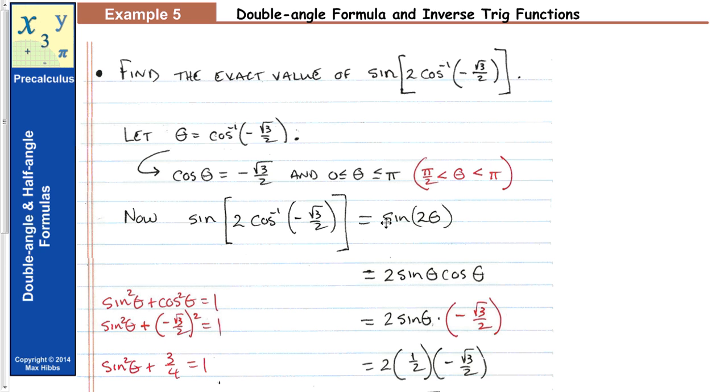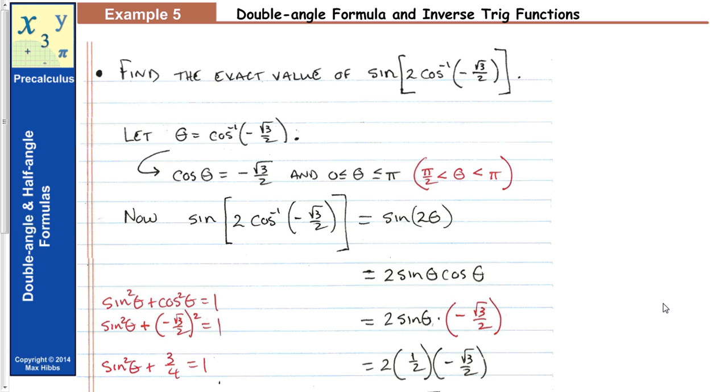Sine of 2 theta, based on the double angle formula for sine, is 2 sine theta cosine theta. Now, we already know from our labeling above that the cosine of theta is negative square root of 3 over 2. So we can make a replacement here. The question right now, though, is we don't know what sine of theta is. And so that's what I've got going over here on the left side.